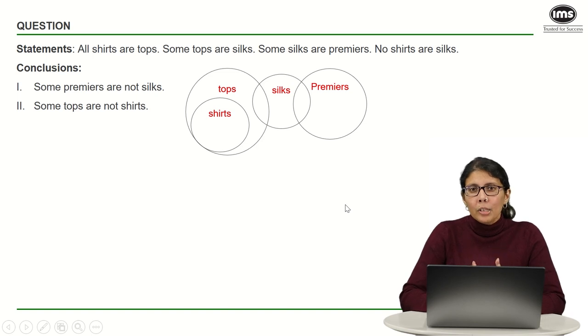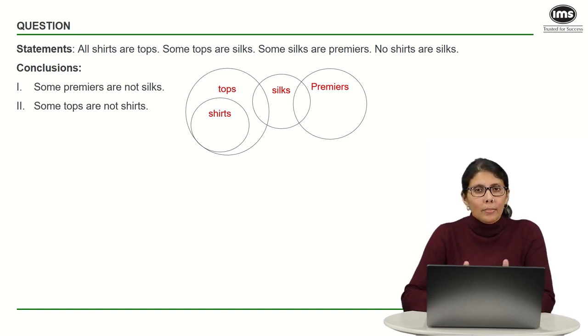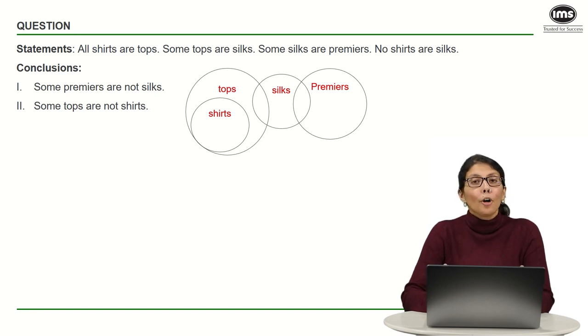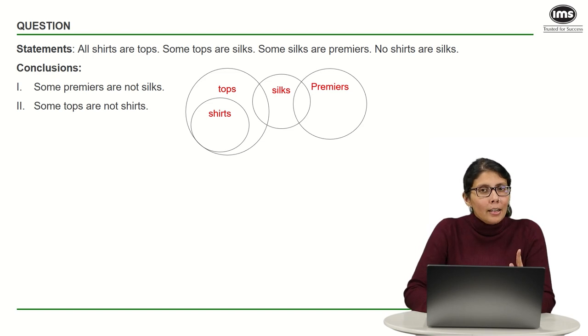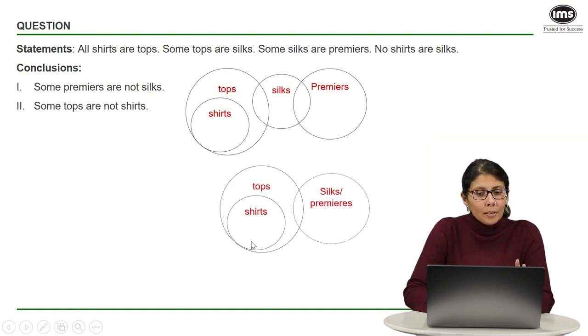But there is a rule that you need to keep in mind. When there is a statement that tells you some x is y, it does not automatically mean some x is not y. Why does it not mean that? Because there is another possibility. It is possible that silks and premiers are exactly the same category.